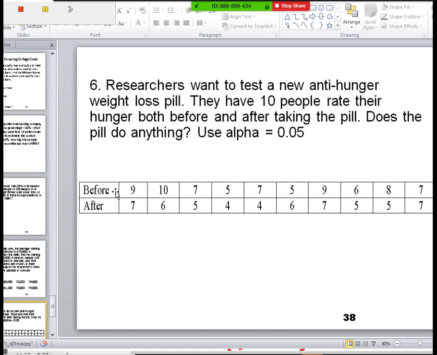So that's the other thing that gets tricky: people don't see that these are dependent, right? This is 10 people. These are 10 people before and after. This is the same person before and after. This is another person before and after. They're related, and they just don't see that. So those are two of the common mistakes.